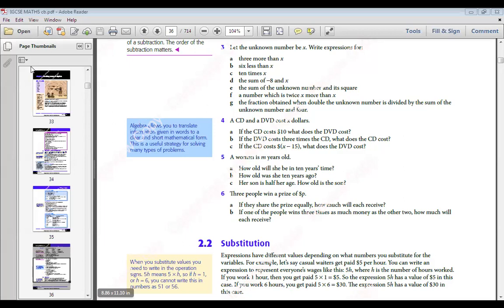The DVD costs how much? 3 times. 3 into $10, that means $30. The dollar sign you will write before the number. Question number B is not like that. Question number B is not related to this.